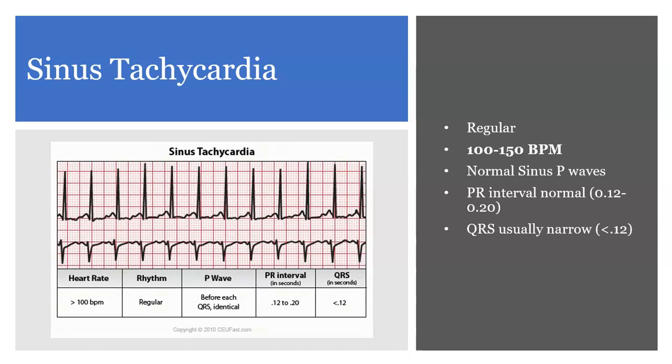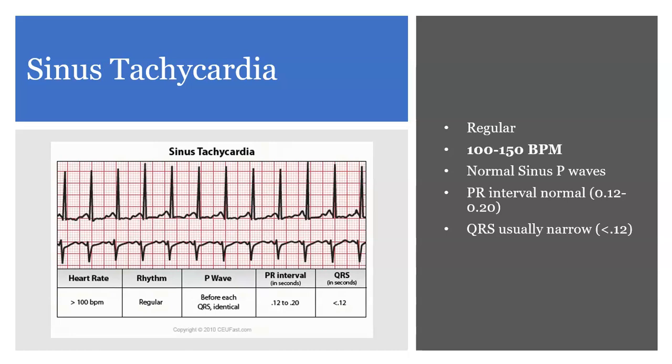Is there a normal sinus P wave? Can I identify one upright rounded P wave for every QRS? And yes, I have one upright rounded P wave for every QRS. If we measure the PR interval, the beginning of the P to the beginning of the Q, it is going to give us less than 0.20 seconds.